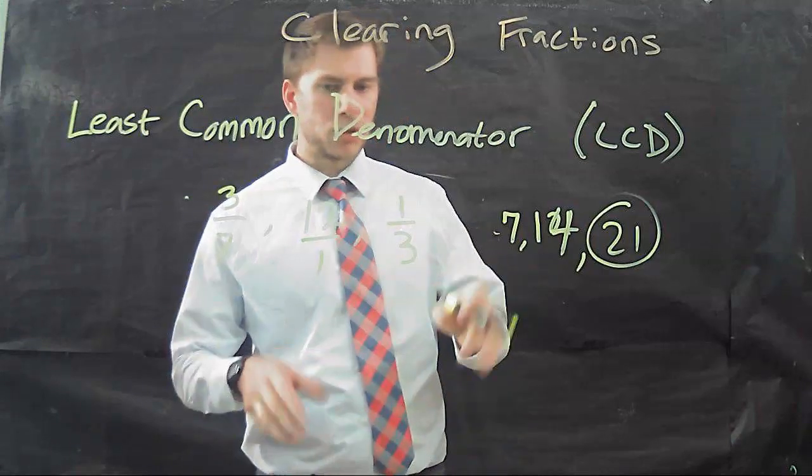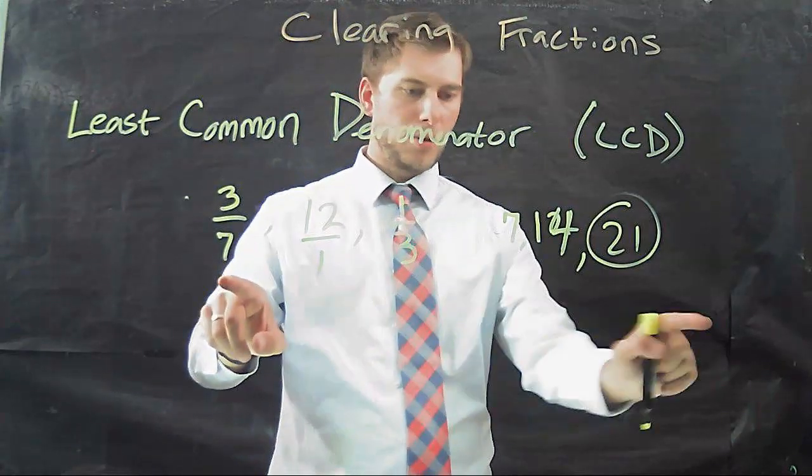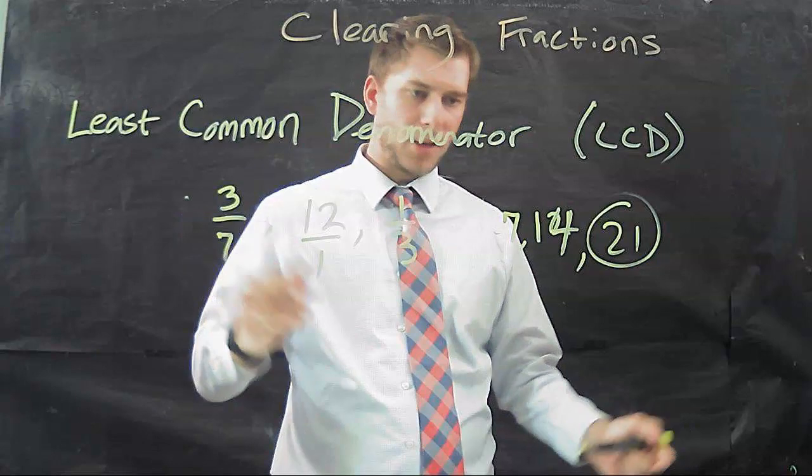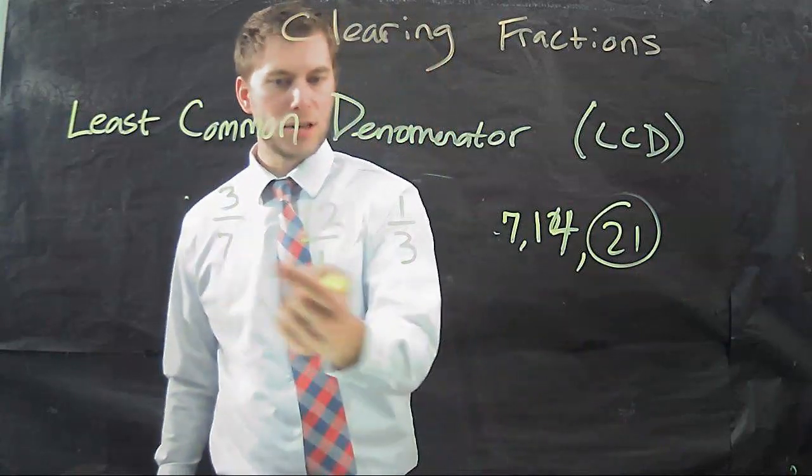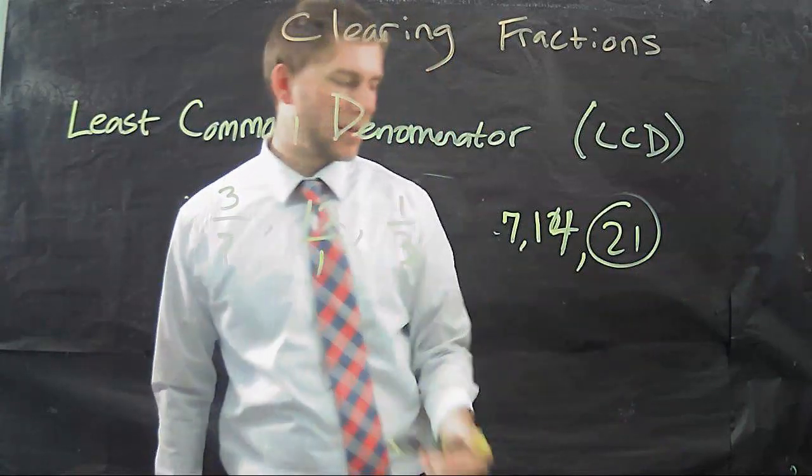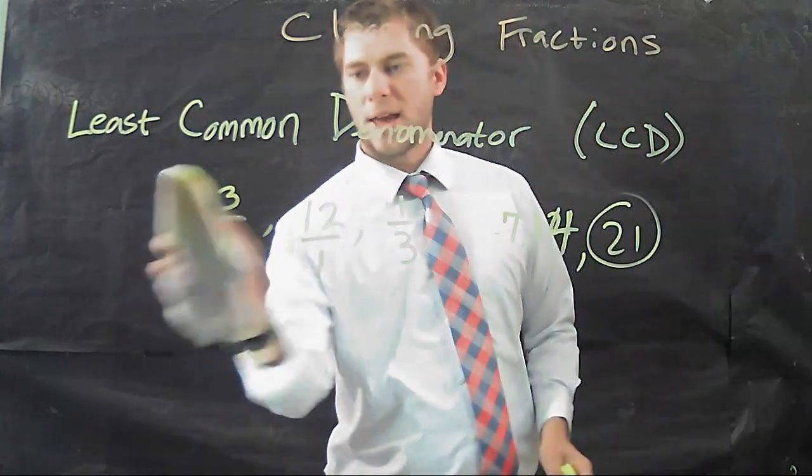All right, so I kind of took a shortcut. If you want, you can list out the 3s and the 7s. That would be another way of doing it. But my shortcut is kind of just take the largest one, list its multiples, and see if you can do that in your head.